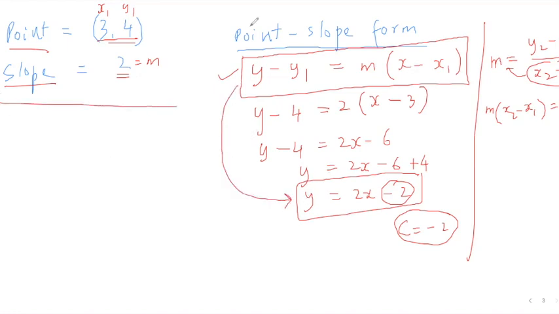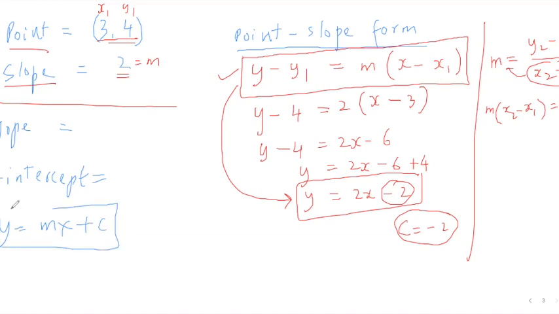Also, just a reminder of what we did earlier. If you were given the slope and y-intercept, then your equation of the line would be y = mx + c. So these two scenarios use these two different approaches.